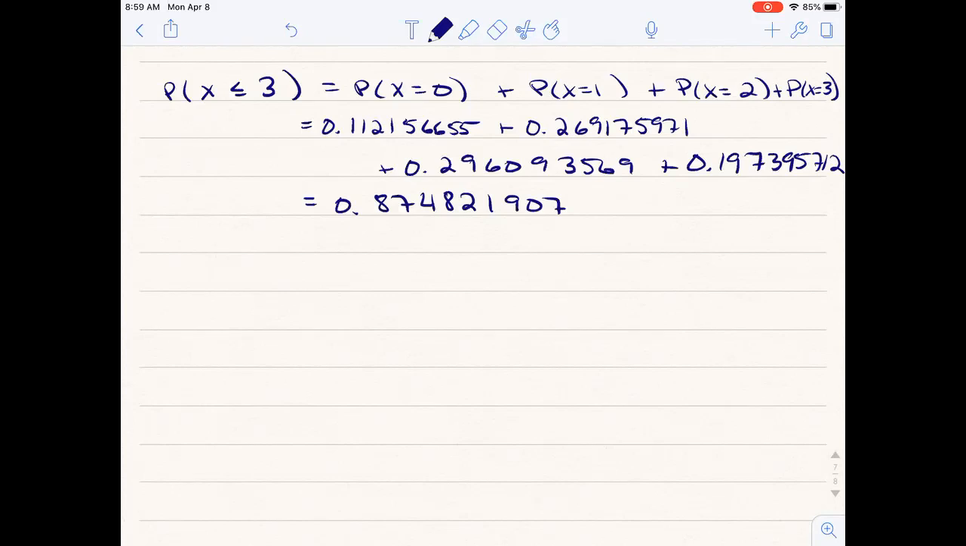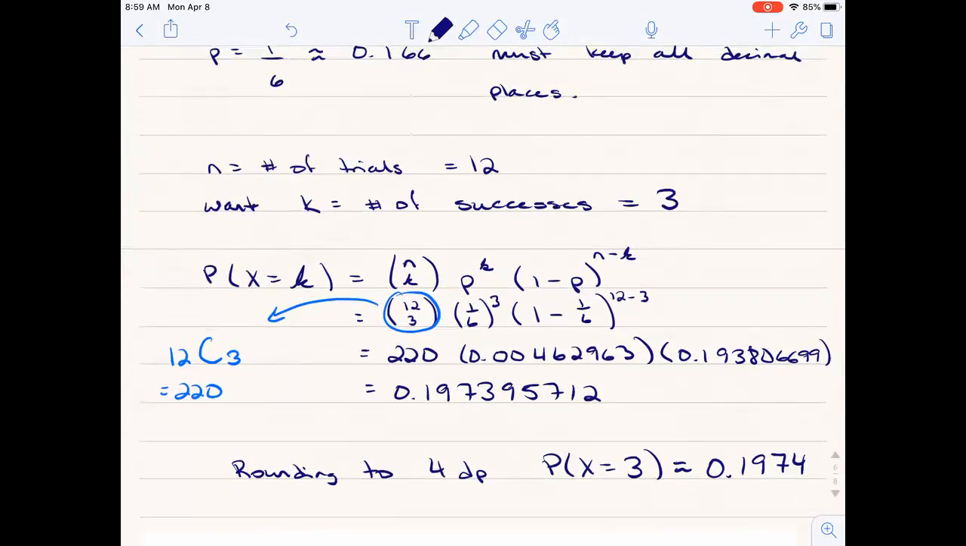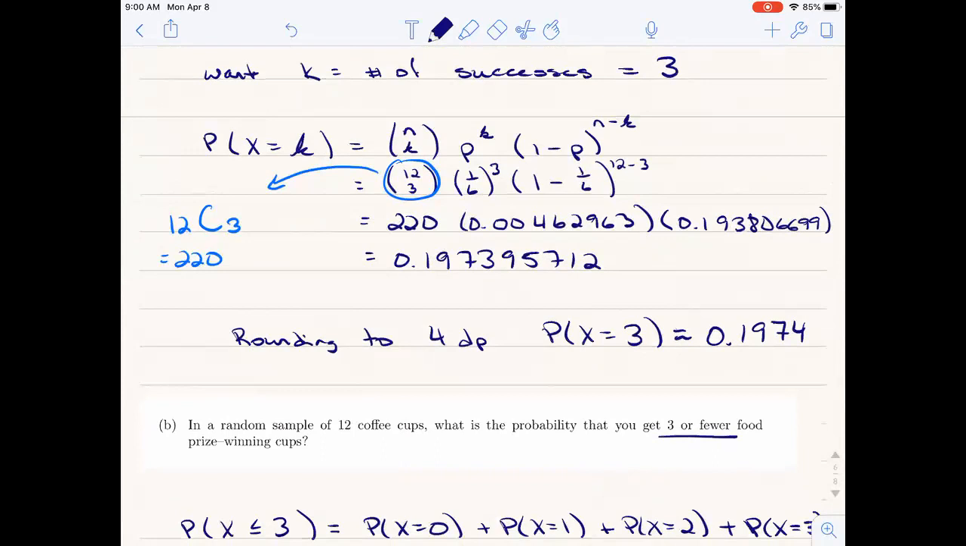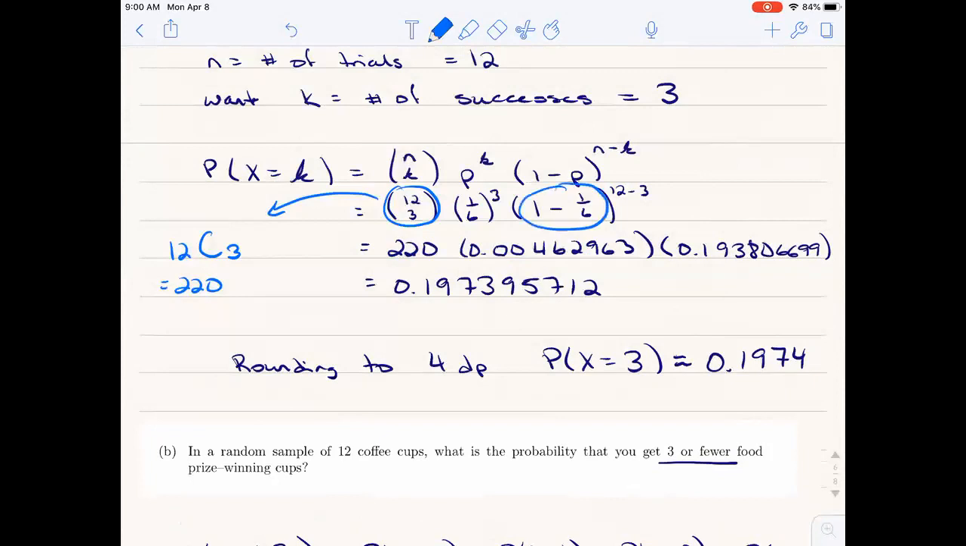I'm just confused where you're getting 5/6. Oh, it's because it's supposed to be 1 minus 1/6, but 1 minus 1/6 is like 6/6 minus 1/6, so 5/6. Yeah, sorry, I shortcutted that really fast. 6/6 minus 1/6 is 5/6.